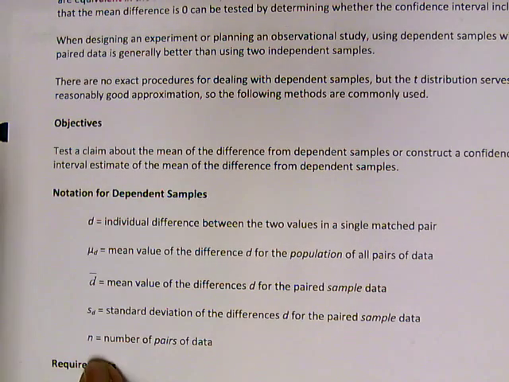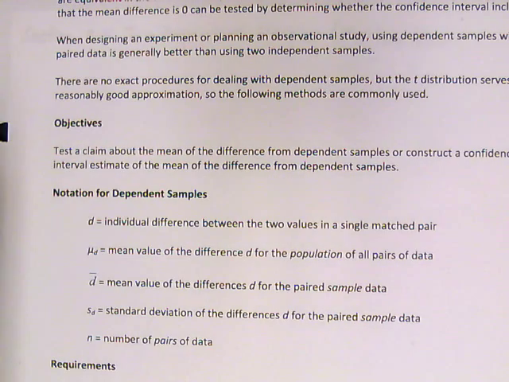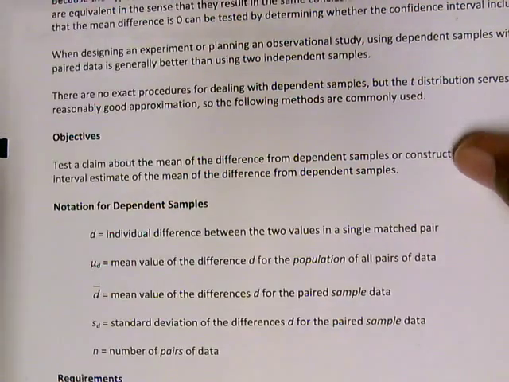And lowercase n is the number of paired data. Okay? So you have to count the number of paired data that's given to you, and not the individual numbers that are in that paired data. So you'll have paired data, meaning that you'll have a pair of data values here. So you have to count the number of paired data.